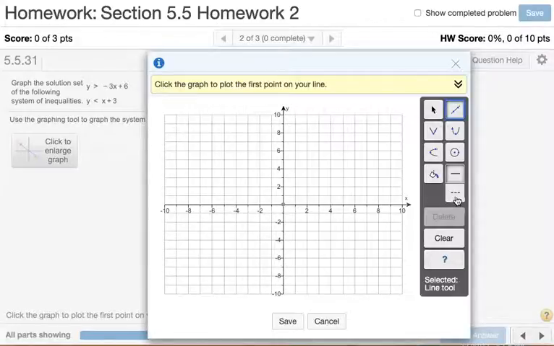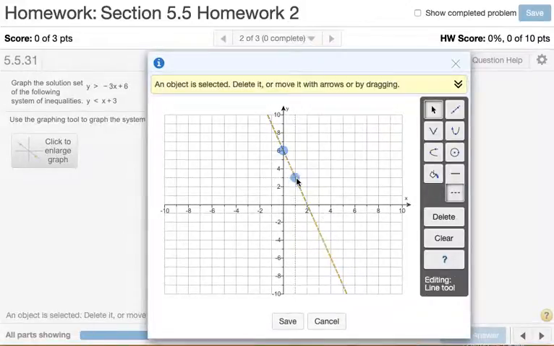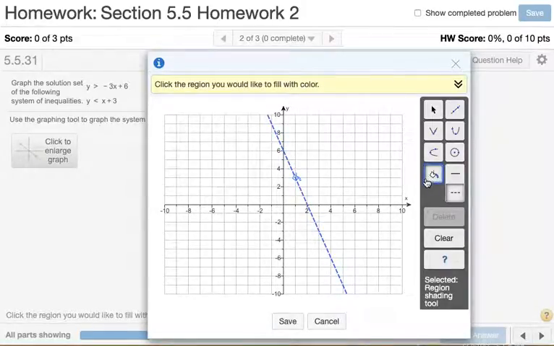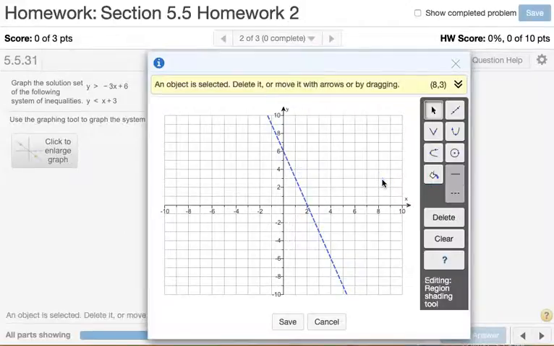I know that I'm going to be using a dotted line here because this is y greater than, it doesn't have greater than or equal to. So plot my y-intercept of positive 6, and my slope is negative 3. That means I go down 3 and 1 to the right to find my next point. So click that down. Now for shading, if I plug in my test point of 0, 0, I get 0 greater than 6. While 0 is not greater than 6, so that means I need to shade to the right of that line. So that's the first line.